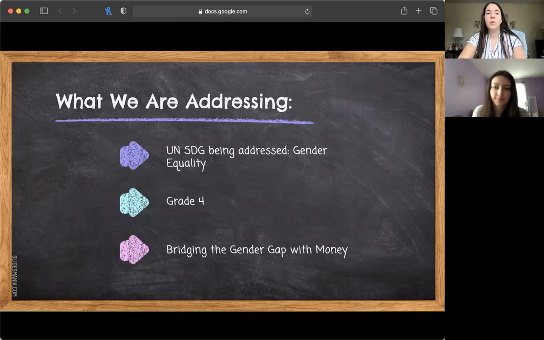Just quickly, today we'll be addressing the UN SDG that we chose, which is gender equality. The activity we'll be going over is mainly meant for fourth graders, and the name of our activity is Bridging the Gender Gap with Money.